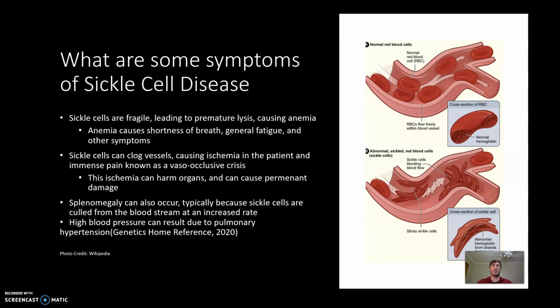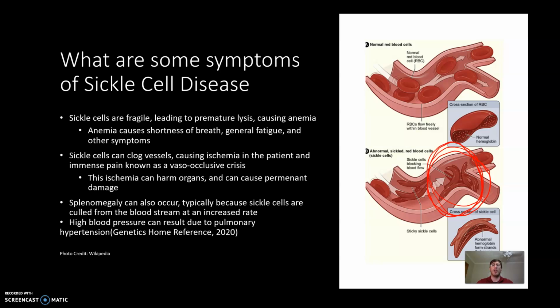Another thing that sickle cells can do is something called a vaso-occlusive crisis. And this is, if you look at the picture right here, when they occlude a vein to the point where it impedes other erythrocytes from going through. This can cause an immense amount of pain due to ischemia, or lack of oxygen, and this can actually cause end organ damage.